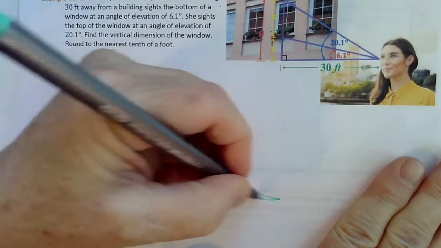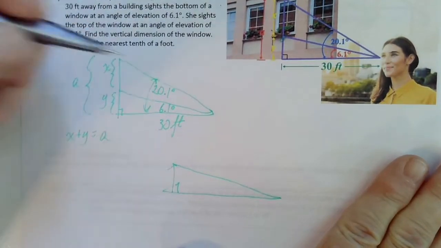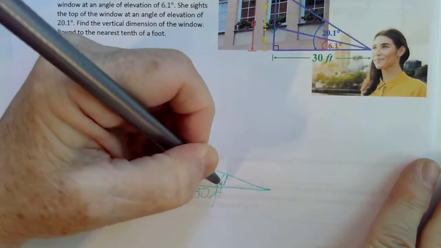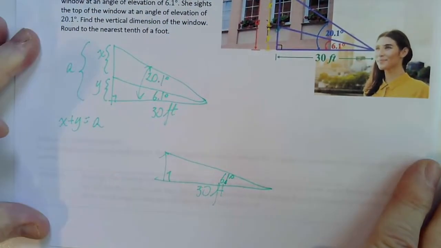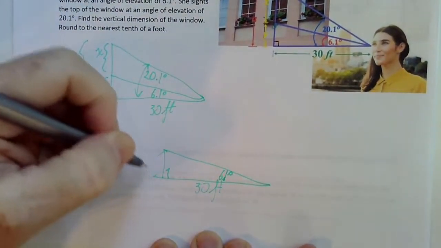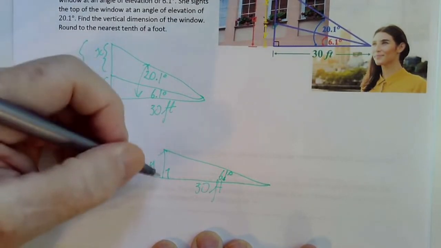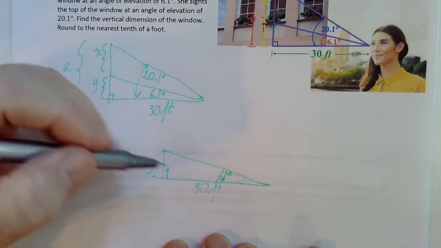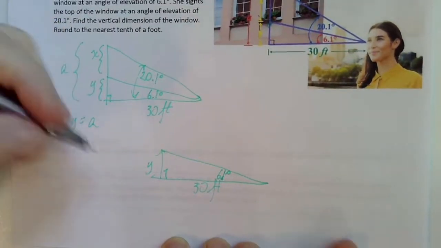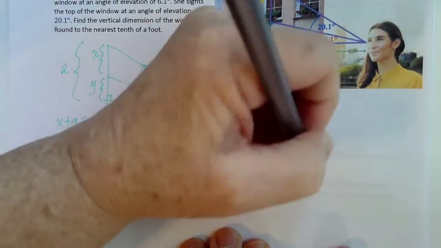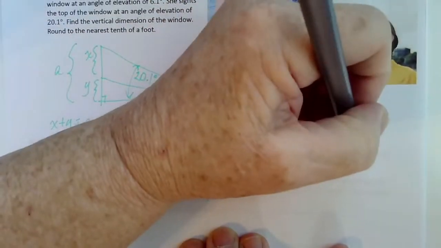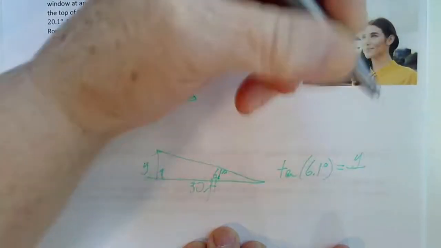Well, let's just look at this small triangle. We have 30 feet and 6.1 degrees, and we want to find the opposite side. So what trig function involves adjacent and opposite? Exactly right. So we're going to take the tangent of 6.1 degrees, and we know that that is opposite over adjacent.